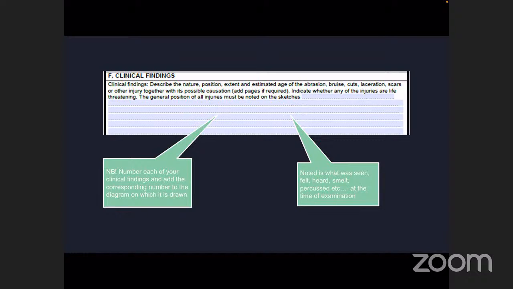Okay, so I'll be explaining further section F, which is the clinical findings. Here you're basically trying to describe all of your examination findings or any injuries that you find during the examination of the patient. It's recommended that you number all of your findings so that you can put the corresponding number on the diagram at the end of the document. So it makes for easier identification. And this is an objective assessment, so it's basically what you saw and what you heard, smelled, or felt at the time of the examination.